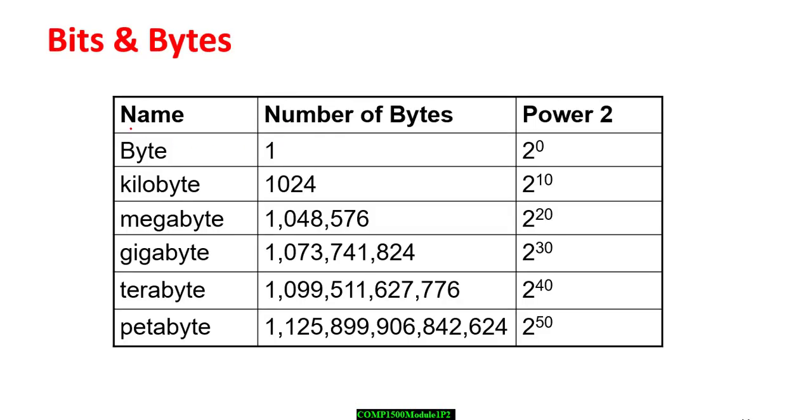Bits and bytes. This is 1 bit. 1 bit is 1, and it will be 2 to the power 0. 1 kilobyte is 2 to the power 10. 2 to the power 20 is mega, then giga, tera, peta.